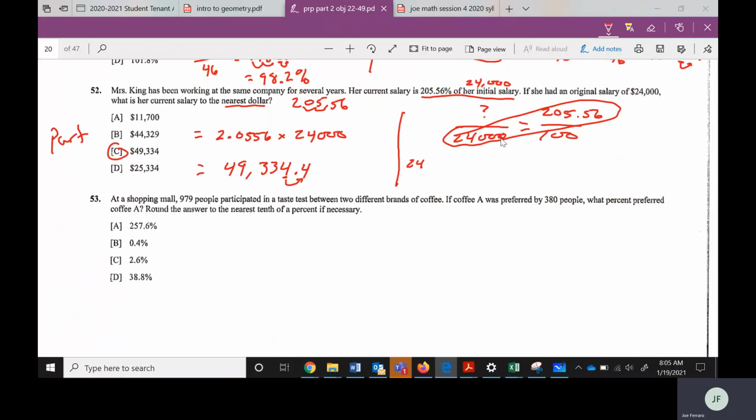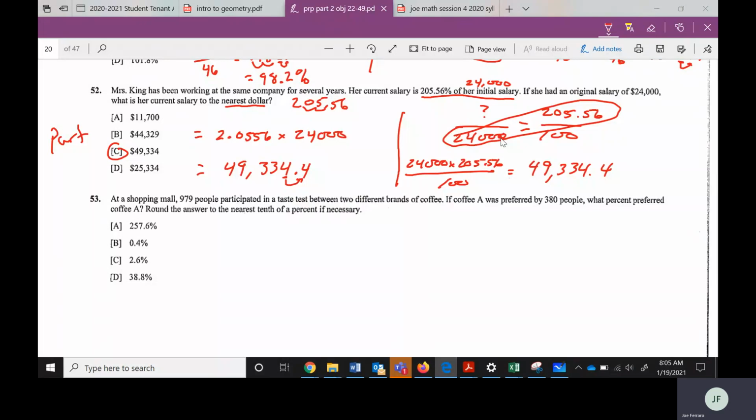So we have 24,000 times 205.56, divided by 100. Multiply that and then divide by 100. I'll just save a little time here. And it would equal this again, which we round to that. Okay.